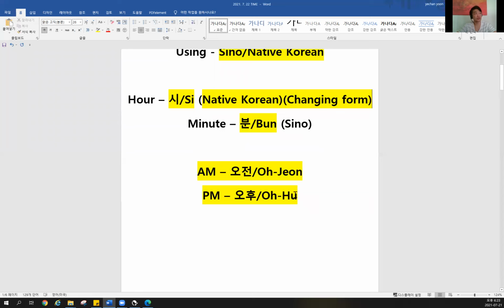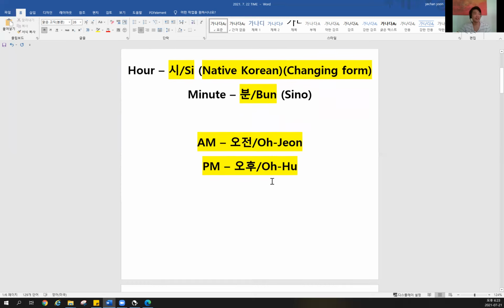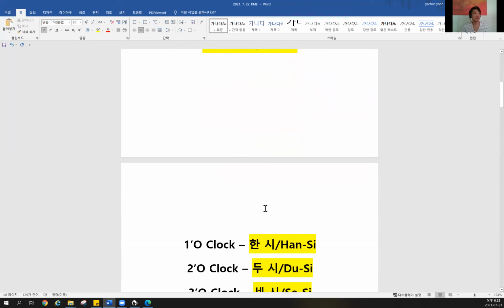Please don't forget this one because we're going to use it a lot when we're speaking the time. Let's say 9 a.m. or 9 p.m. Then we have to say 오전 and the hour 시, or 오후 and the hour 시. It depends on the situation. So please memorize all of this. Okay, let's go to the next one.